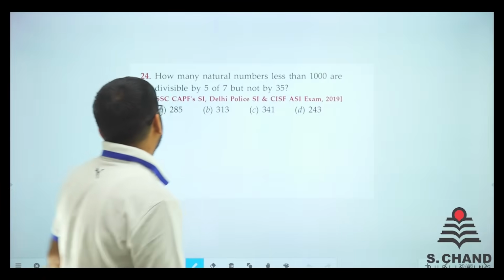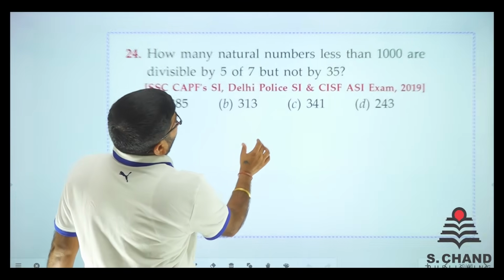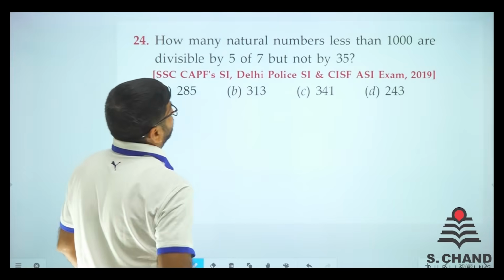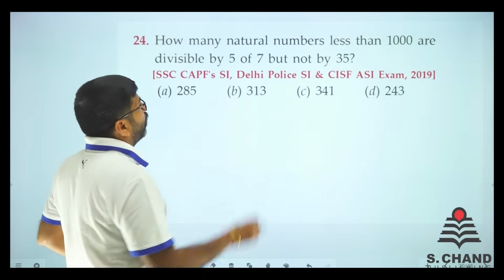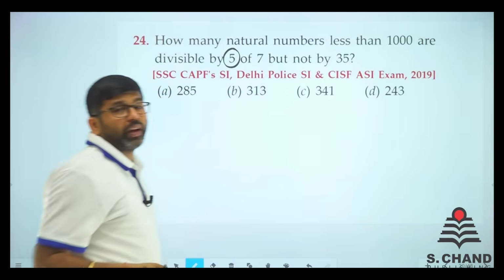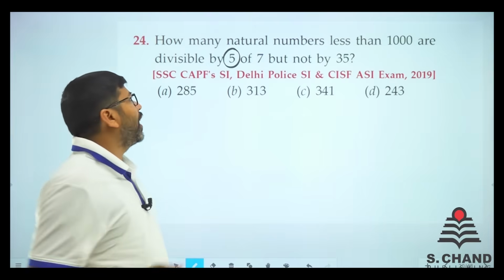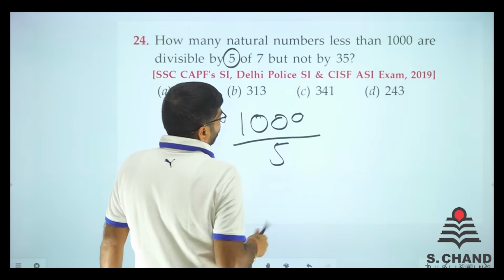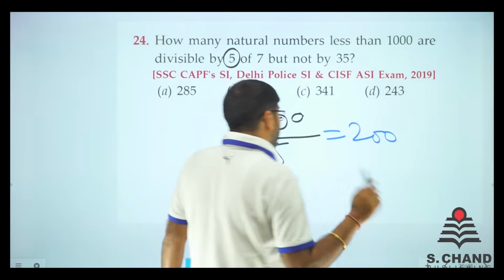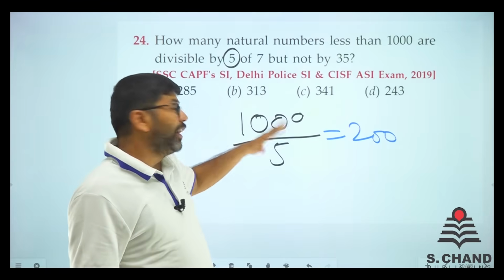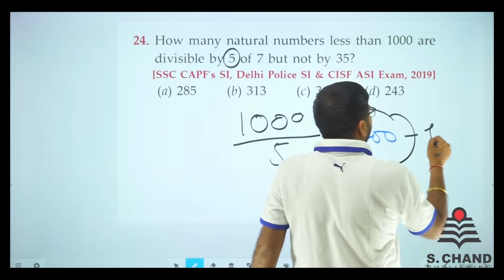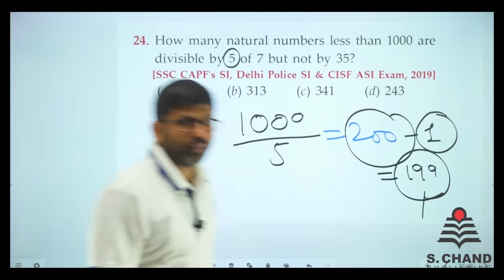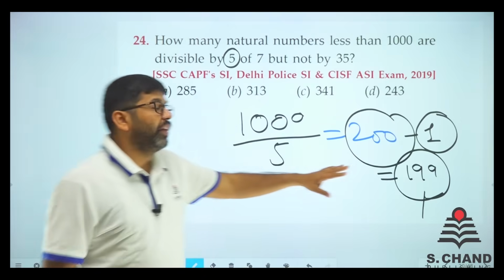Let's move on to the next question. Question 24. What does it say? How many natural numbers less than 1000 are divisible by 5 or 7 but not by 35? So we need to calculate this, right? First I will find how many natural numbers less than 1000 are divisible by 5. Just divide 1000 by 5, so it will come as 200. But in this 200, the 1000 is also included, and we need to remove that. So 200 minus 1 gives 199. So all these 199 numbers from 1 to 999 are divisible by 5.